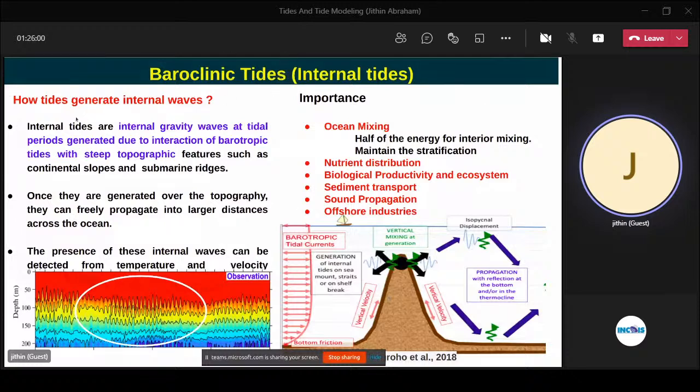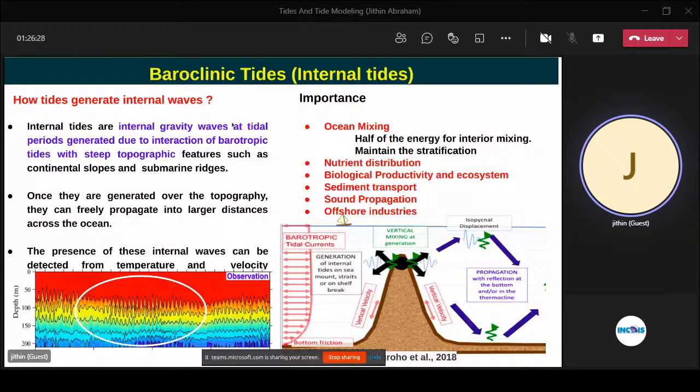So what will happen when the barotropic currents flow over a steep topography in a stratified ocean? That's what we are looking at here. In the presence of stratification, another form of waves is generated in the ocean. This is known as internal gravity waves.